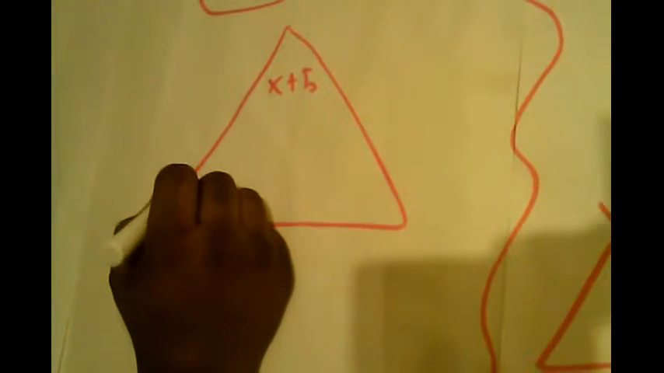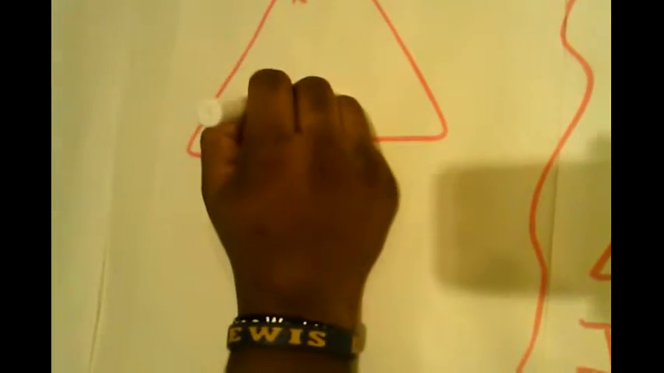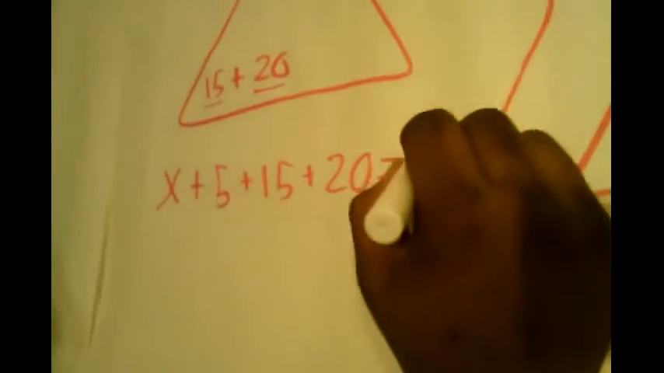So, if this is x plus 5, say this is 15 plus 20. Okay. When you have a problem like this, everything inside the triangle is equal to 180. So you have x plus 5 plus 15 plus 20 is equal to what? Jayla? 180. Good job. 180.